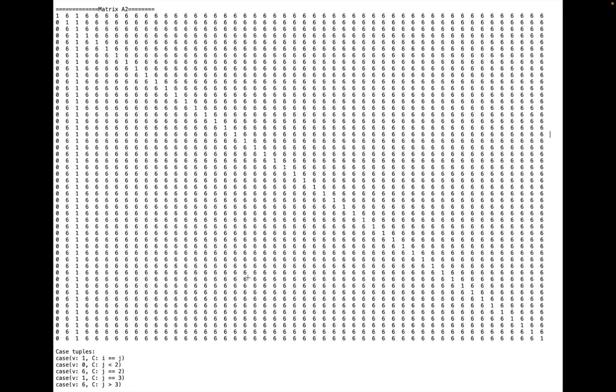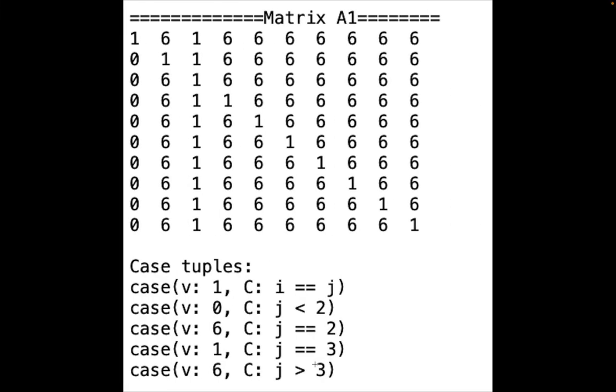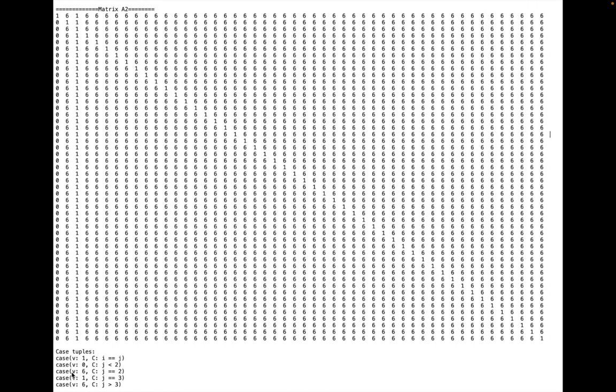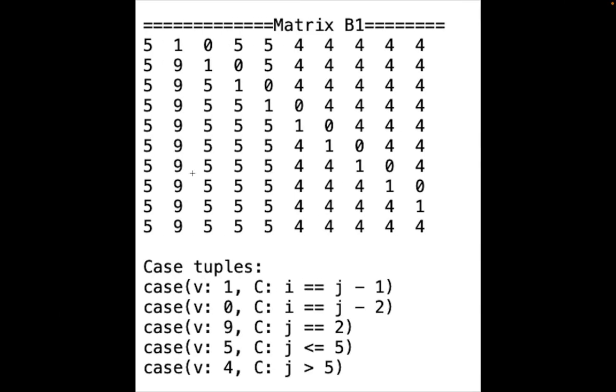Matrix A2 has the same conditions as matrix A1, as we can see here, and the same values. But this is the 50 by 50 version of the same symbolic matrix, so this still goes on until infinity. If we wanted to have a 100 by 100 matrix, we could still have that.